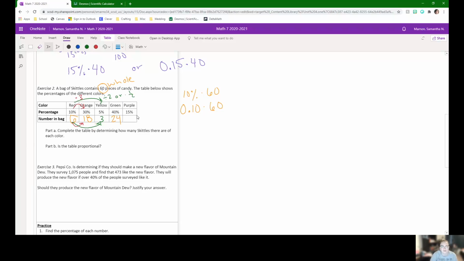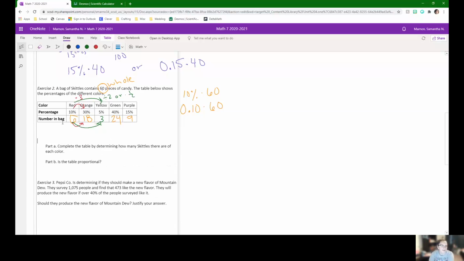We can do that same strategy for the 15%. 10 plus 5 is 15, 6 plus 3 is 9. If we wanted to check it, if we add all these up, we should get 100%. And if we add all these up, we should also get 60 pieces of candy total. 100% should be 60 pieces of candy.